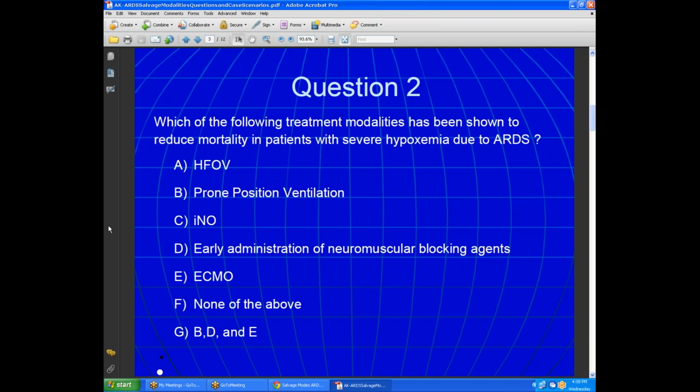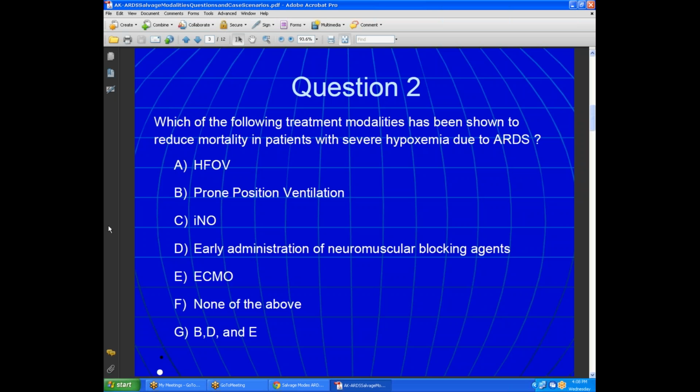That's good. I thought this was going to be too fast. Question two. So this is kind of a repeat. Anyone want to read it? Which of the following treatment modalities have been shown to reduce mortality in patients with severe hypoxemia due to ARDS? High-frequency oscillatory ventilation, prone position, inhaled nitric oxide, early administration of neuromuscular blocking agent, ECMO, none of the above.